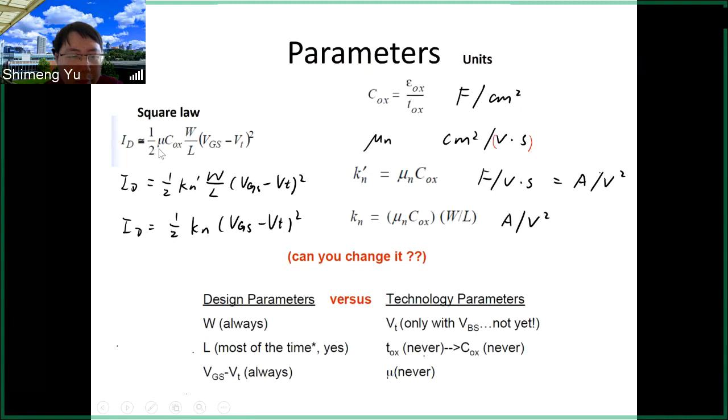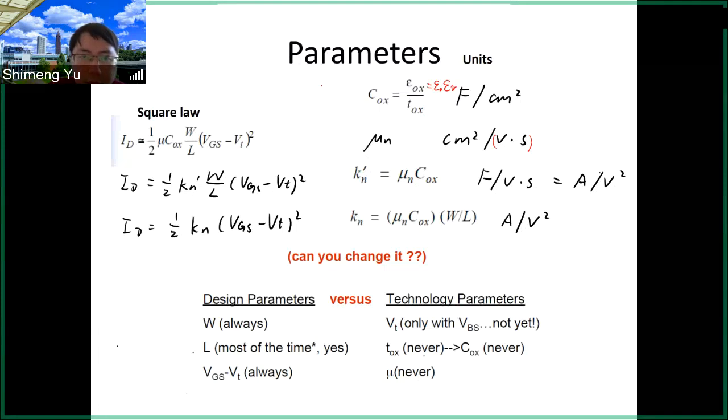And then in the equation we have the COX. So what is the COX? That is the gate capacitance per unit area, and it's given by this equation. So epsilon oxide is the permittivity of the oxide. It's actually epsilon 0, the vacuum permittivity, times the relative permittivity or the dielectric constant of the oxide, and then divided by the thickness of the oxide.